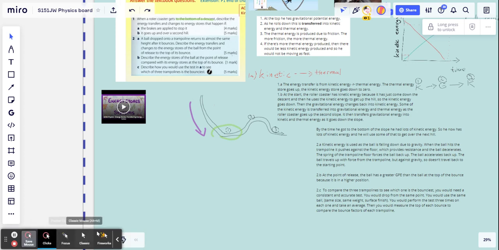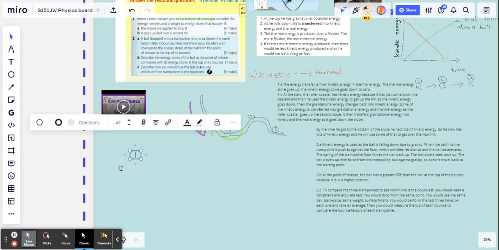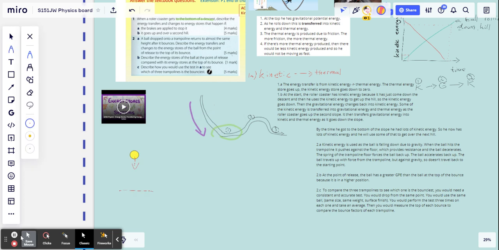Okay, so let's have a look at 2A then. A ball drops onto a trampoline. So there's my ball. Whoops, hang on a second. So here's a ball falling, and then it goes onto the trampoline. Now, what happens when it hits the trampoline is it bounces, of course, and goes back up again.